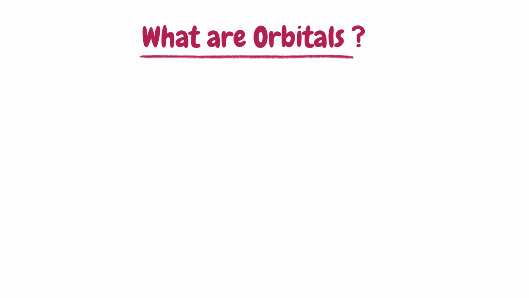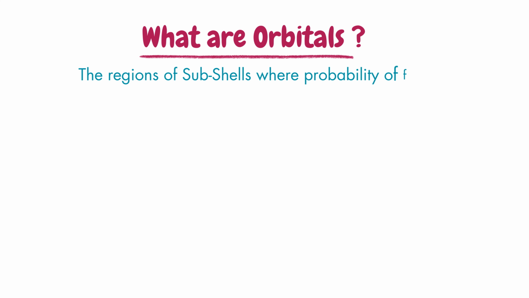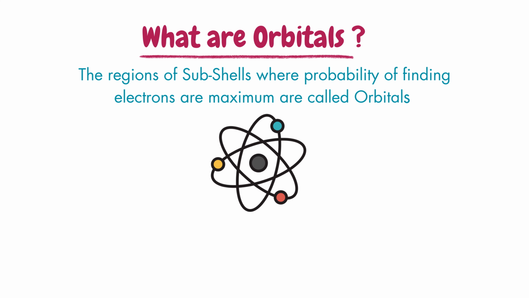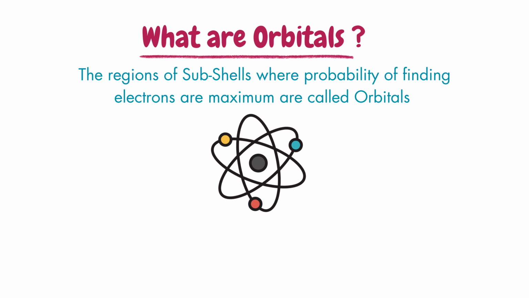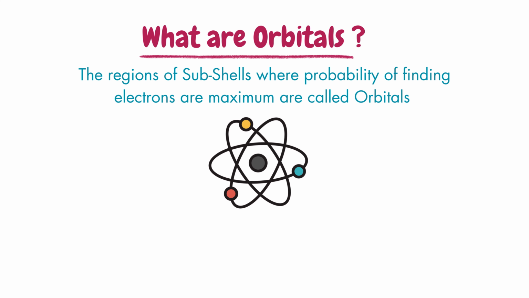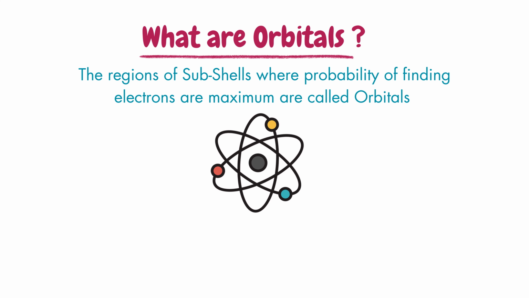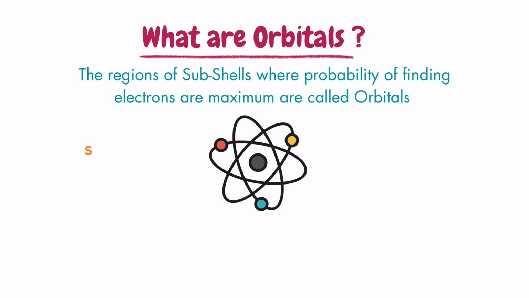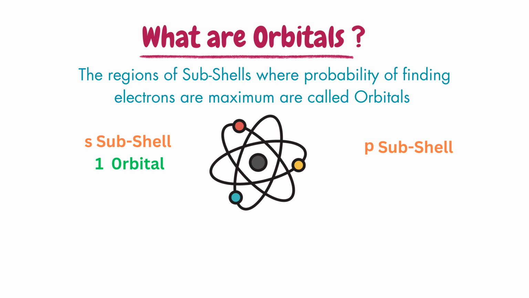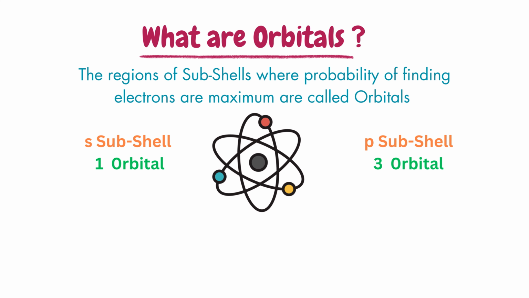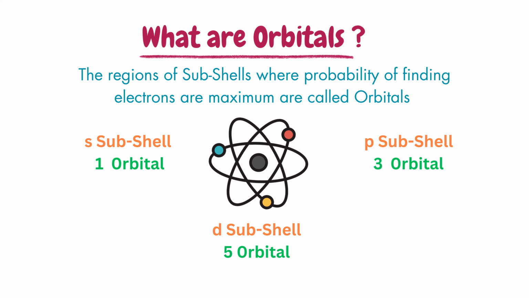Finally, let me teach you what orbitals are. The region of a subshell where the probability of finding an electron is maximum is called an orbital. Or you can say that these are three-dimensional regions where the chances of finding an electron are maximum. For example, the s subshell has one orbital, the p subshell has 3 orbitals, and the d subshell has 5 orbitals.